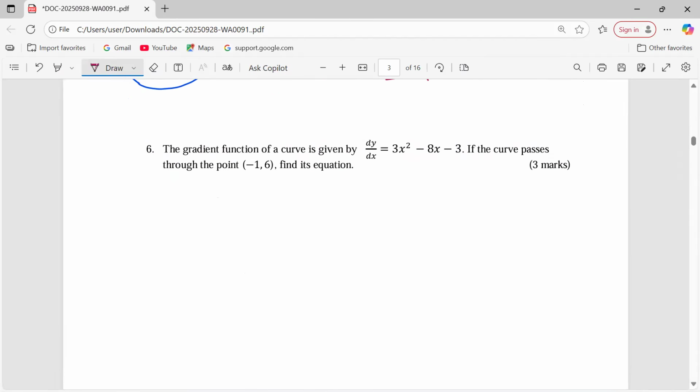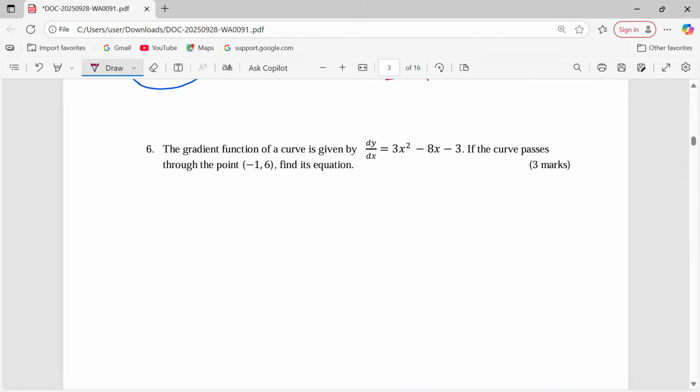6. The gradient function of a curve is given by dy/dx equals 3x squared minus 8x minus 3. If the curve passes through the point (-1, 6), find its equation. One thing that we're supposed to know is that the gradient function is the derivative of the curve's equation. So the curve's equation has already been differentiated. For us to get back to the curve equation, we are supposed to do the opposite of differentiation, which is integration.